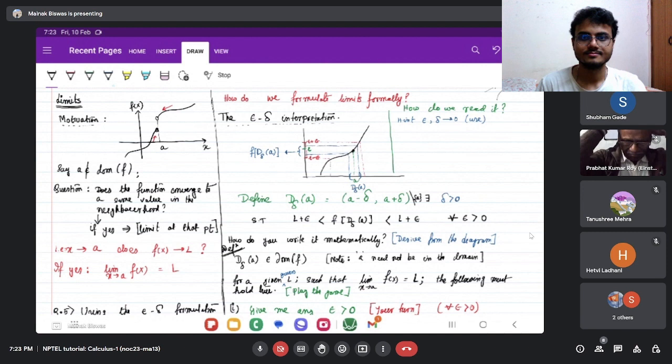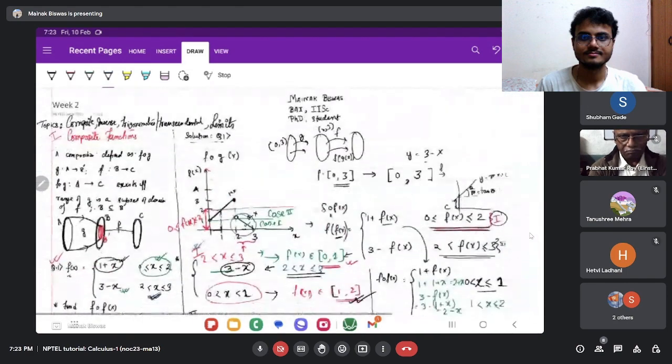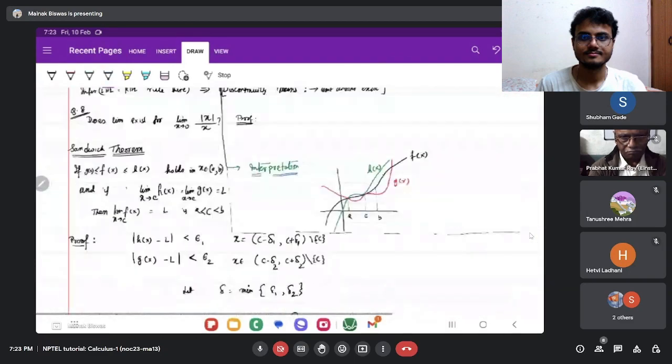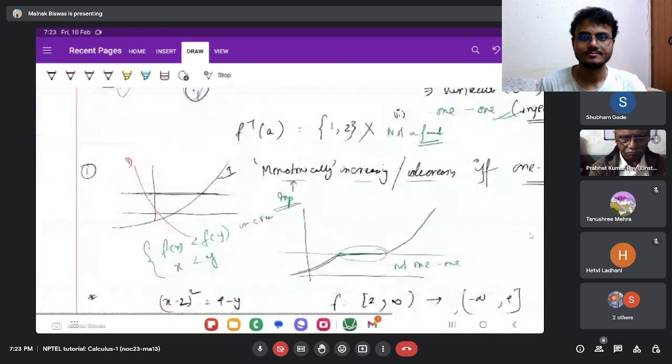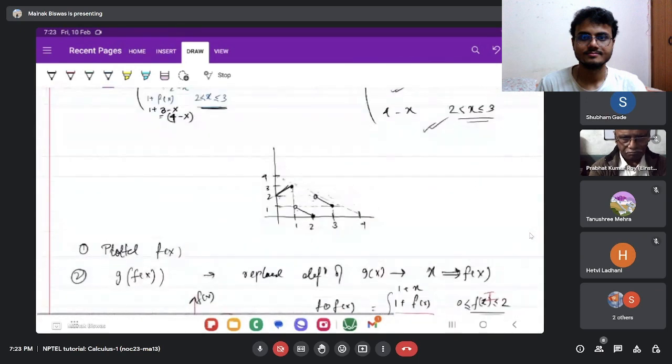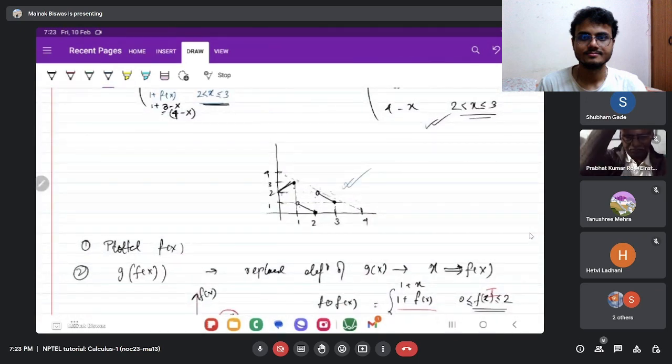Let's see. So look at this function. You see at A there's a jump, right? As we had seen in the previous function where I had plotted, there were so many jumps. From here it's jumping downwards, from here it's jumping upwards, here to here it jumped, and so on. So these are not continuous functions.